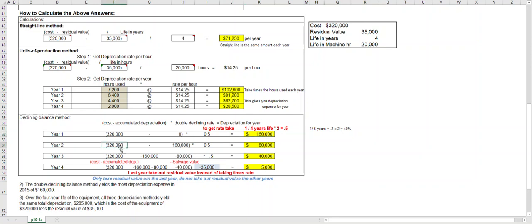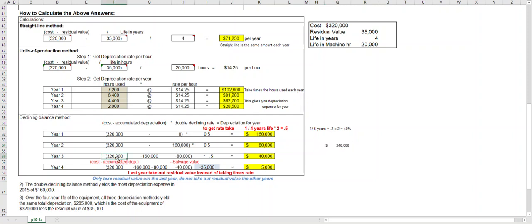Now for year 2, again, your cost is $320,000 minus accumulated depreciation. Well, you've only taken $160,000 from year 1 of depreciation expense so far. So 320 minus 160 gives me 160, but take it times the double declining rate of 50%, and that gives me $80,000 for depreciation expense for year 2. Now I want to note over here to the side that accumulated depreciation at this point, if you add the 160 plus the 80, is $240.